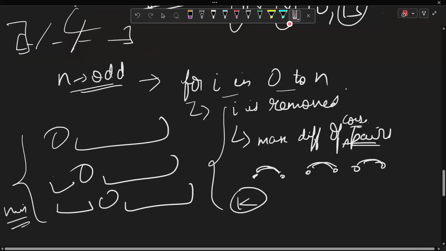So that way I can do it in order of n only. But here n was small, so I just did the brute force approach in order of n square. I hope it is clear. There are many ways of solving this problem.